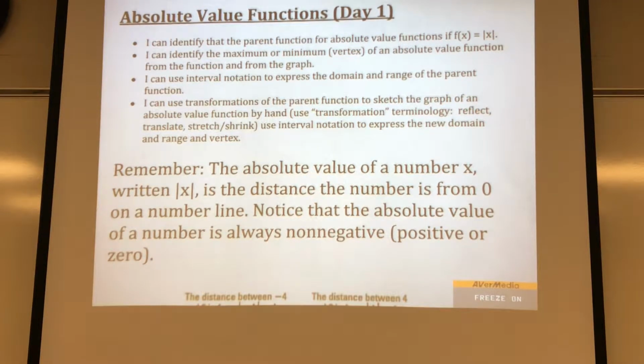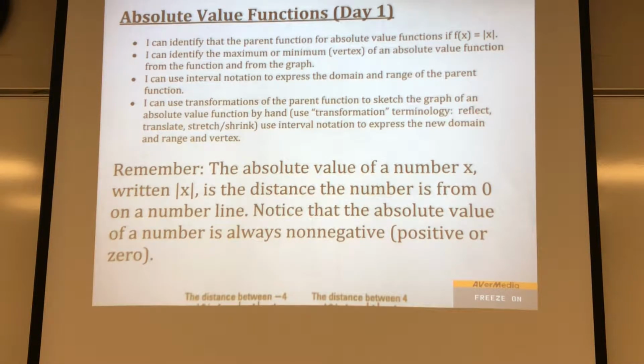Absolute value functions day 1. This comes right after piecewise functions. Hopefully you remember from math classes in the past that the absolute value of a number x, which is written with vertical bars on either side of it, is the distance that number is from 0 on a number line. Notice that the absolute value of a number is always non-negative. So it's positive unless it's 0, and then of course, if it's 0, it's 0.